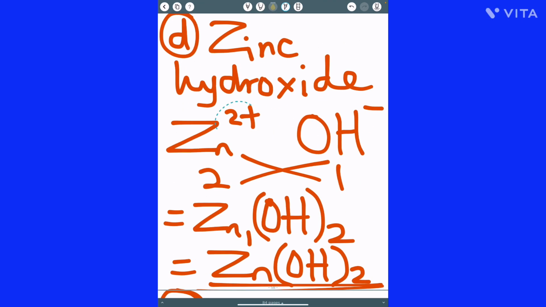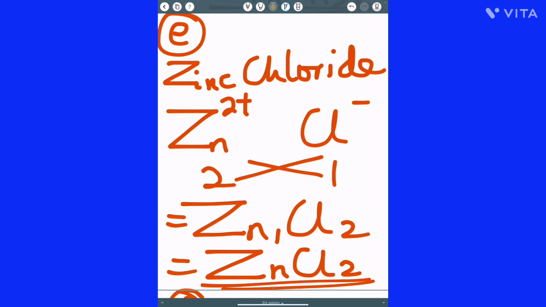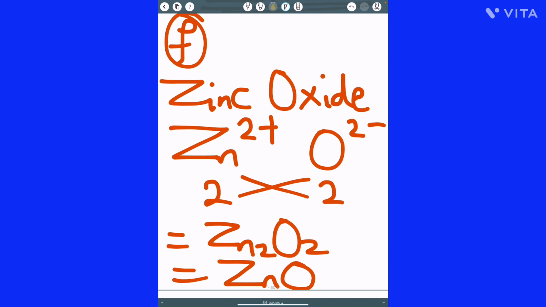Take note of that. Zinc hydroxide, Zn2+ and OH-, valencies 1 and 2. I'll swap: Zn1 (OH)2. I'll throw the 1 away, get Zn(OH)2. Zinc chloride in E, Zn2+ and Cl-, valencies 1 and 2. Zn1 Cl2. So my molecular formula is Zn1 Cl2. We don't write our 1, so that will disappear.